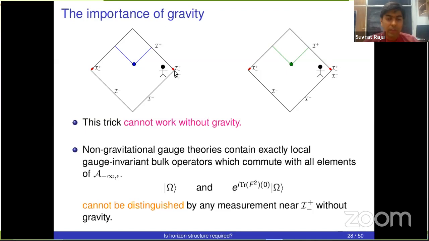So if I was living in a theory without gravity, if I was in a world without gravity, I could easily defeat this set of observers, even if they were spread out all over the celestial sphere. I could defeat all of them by just taking my unitary to be e to the i trace of f squared on 0, where 0 is this point here. And this unitary commutes with all the operators that this army of observers in the celestial sphere measures. And so the army of observers can never tell in a non-gravitational theory whether I acted with this unitary or I did not. So this is a trick that really requires gravity to work.